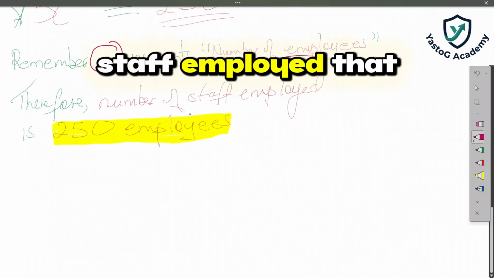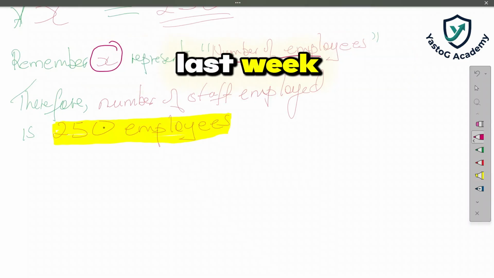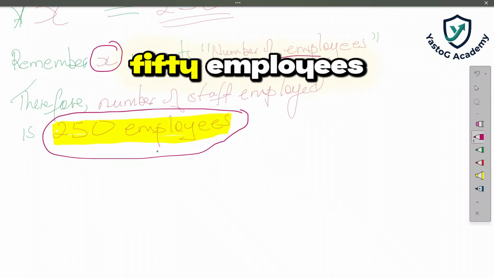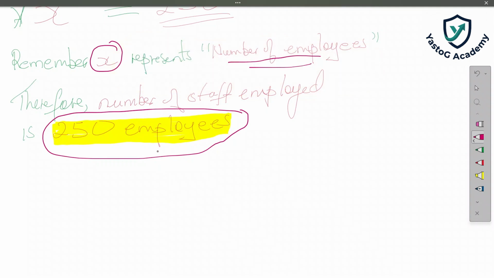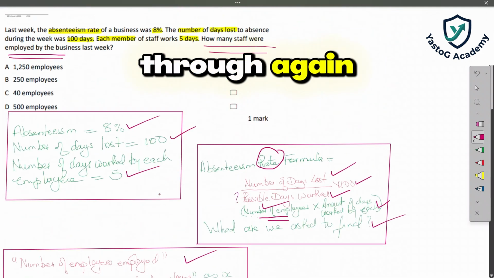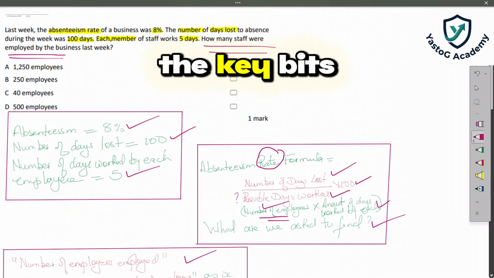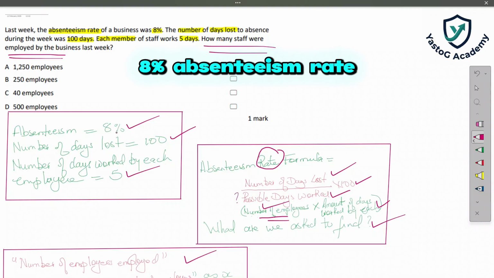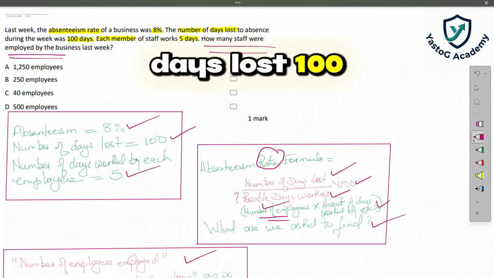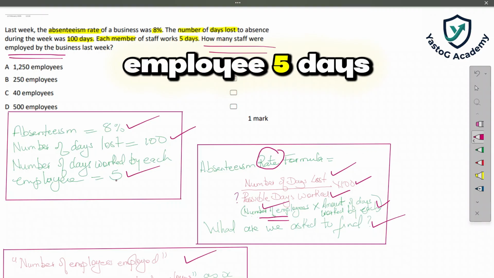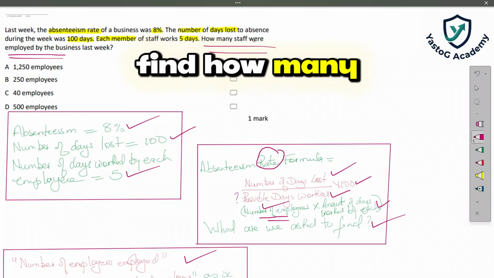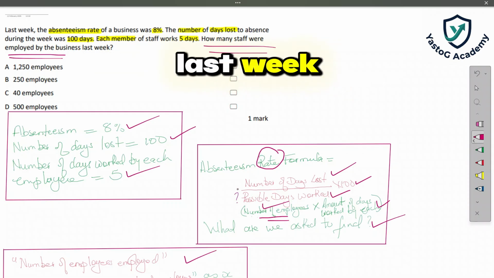Therefore, the number of staff employed that last week is 250 employees. So a quick run through again. We highlight the key bits of the question: 8% absenteeism rate, number of days lost 100, number of days worked by each employee 5 days. We're asked to find how many staff were employed by the business last week.